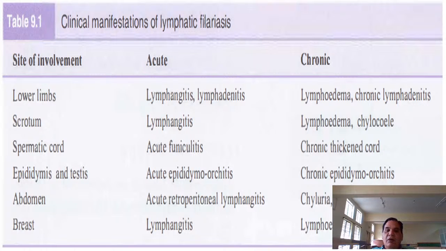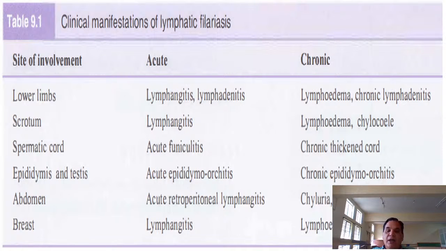In lower limbs, acute stages: lymphangitis, lymphadenitis. Chronic: lymphedema, chronic lymphadenitis. In scrotum, lymphangitis leading to lymphedema and chylocele, because whenever there is white urine, you always think of chyluria. The commonest cause for chyluria in our country is elephantiasis. Spermatic cord thickening, acute funiculitis leading into chronic thickened cord. Epididymitis, acute epididymitis leading to chronic epididymo-orchitis.